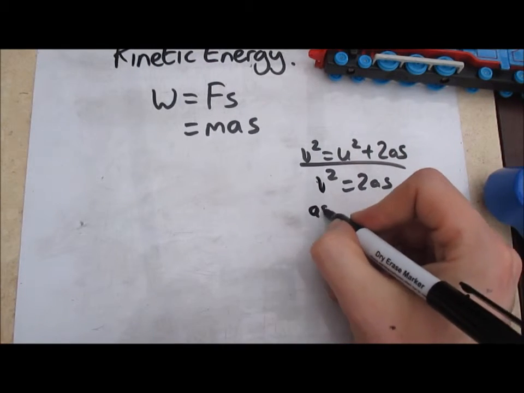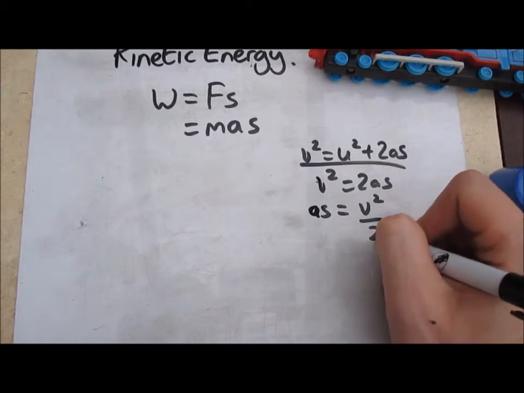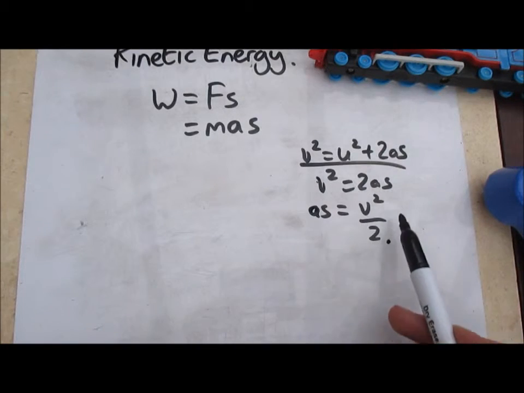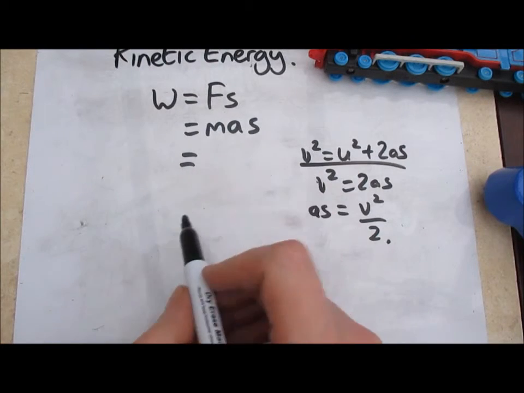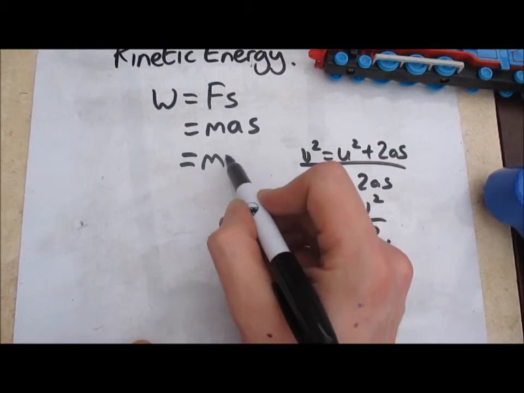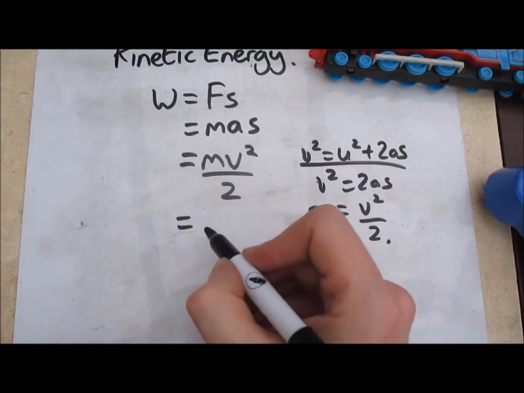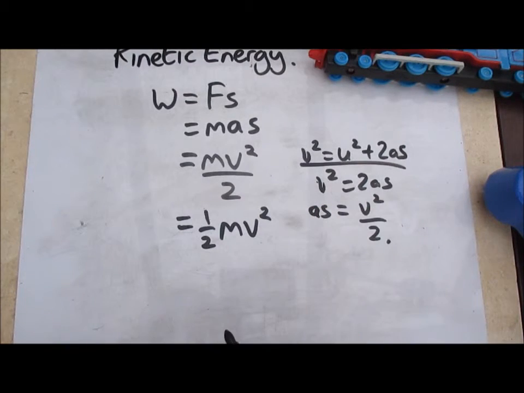If we rearrange that, we've got as is equal to v squared over 2. And up here we've got as, so we can substitute this term, v squared over 2, into the equation here. So we're left with m times v squared over 2, and that's the work done on the object. More commonly, that's written out as a half times m times v squared.